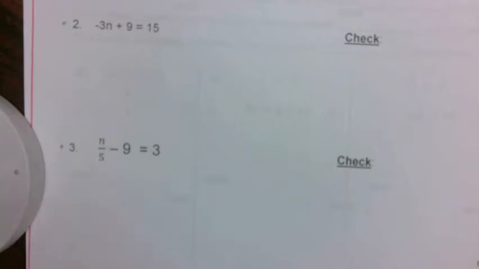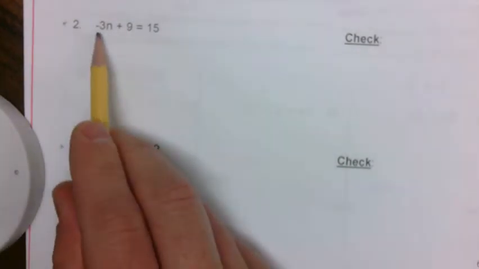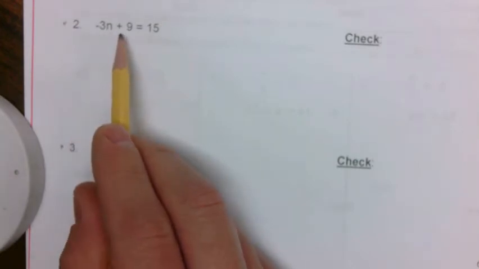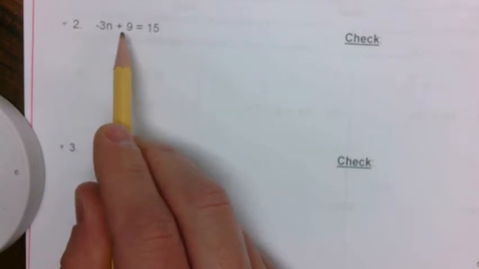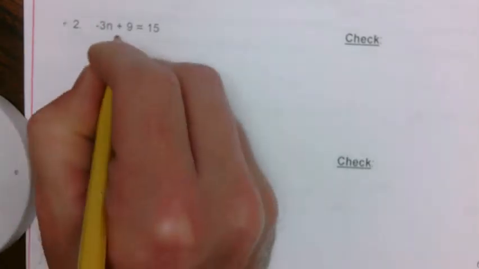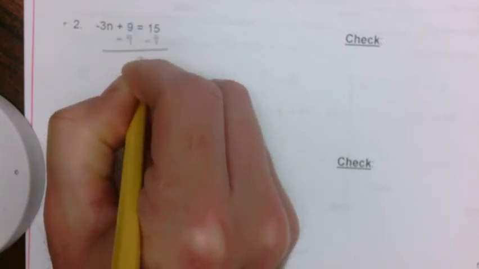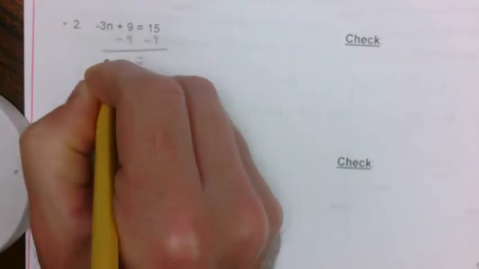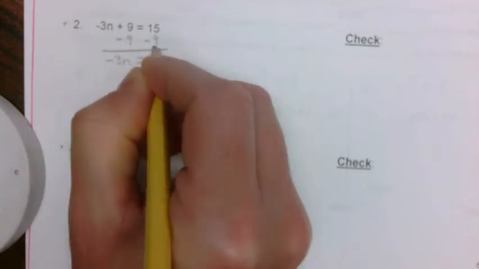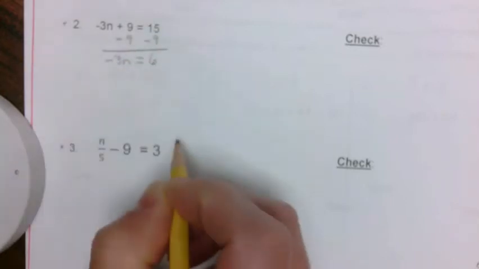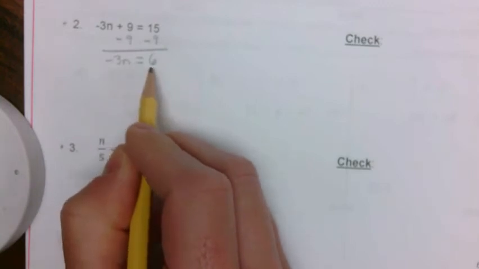In example number 2, the equation says negative 3n plus 9 equals 15. Looking for the variable term, I see it on the left side of the equation. On the same side as the variable term, there's a constant of positive 9. I have to create a zero pair with this positive 9. So the first thing I'm going to have to do is subtract 9 on both sides. Equal sign comes straight down. On the left, 9 minus 9 is 0, leaving us with negative 3n. And on the right, 15 minus 9 is 6. So negative 3n is equal to 6.